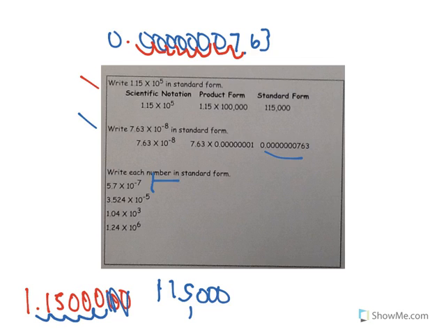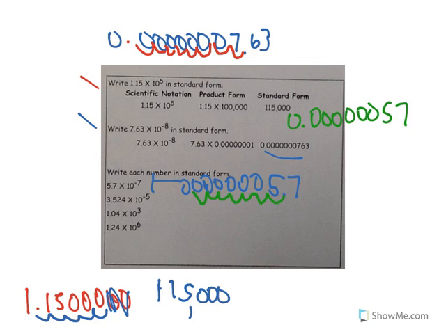So let's look at this example here. 5.7 times 10 to the negative 7th power. So 5.7, 1, 2, 3, 4, 5, 6, 7. Just put a bunch there. So I'm going to move it over to the negative 7th power. So I'm moving it over 1, 2, 3, 4, 5, 6, 7. So it's going to be 0.000 0, so 1, 2, 3, 4, 5, 6, 0057. That's in standard form.